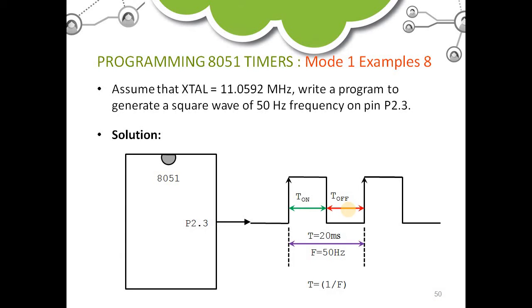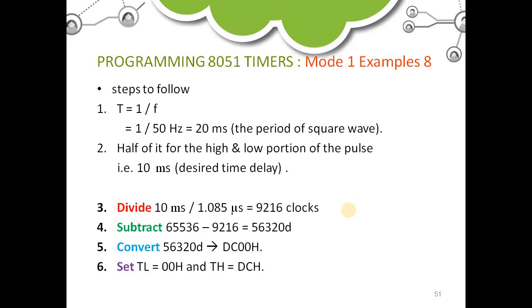Now we'll look at the calculative part. The first step is T is equal to 1 by F, therefore 1 by 50 Hz, and that is going to be 20 milliseconds. That is the T of the square wave. Since it's a square wave of 50% duty cycle, the high portion is equal to the low portion, so that is 20 milliseconds divided by 2, going to be 10 milliseconds.